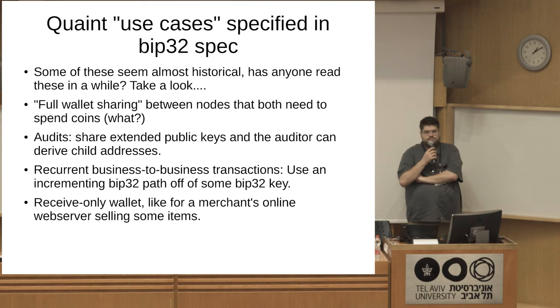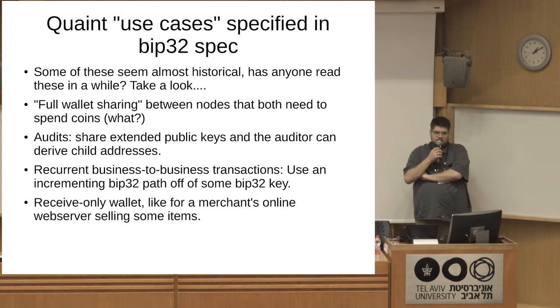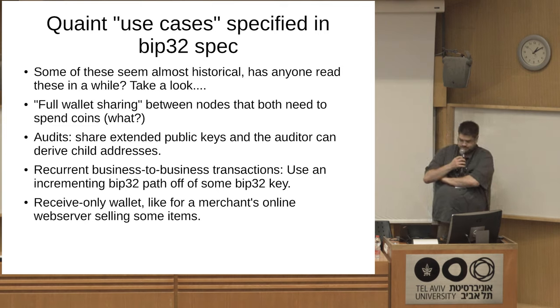And then perhaps the most important one, in my opinion, is for receive-only wallets, where you want to be able to derive new receiving addresses securely on a machine that does not have the private key. That's particularly helpful for avoiding address reuse, and you don't have to pre-generate a lot of addresses. You can do on-the-fly address derivation if you want. So that's very helpful.